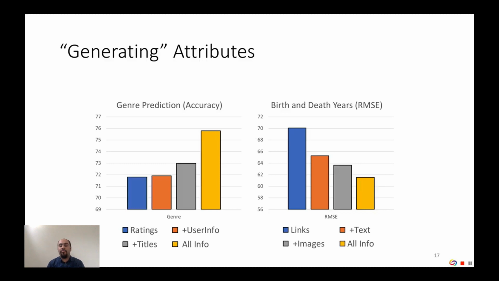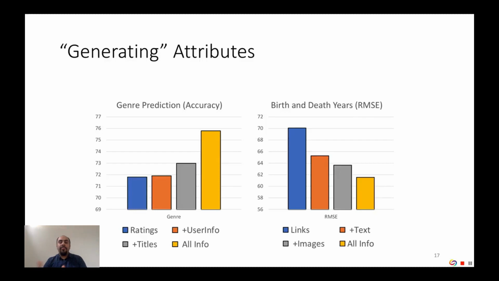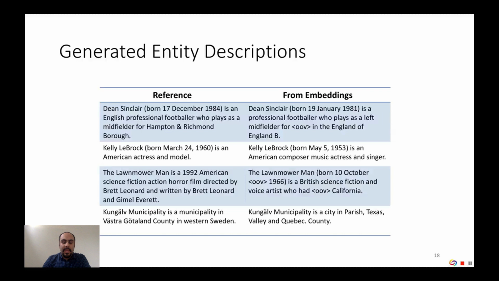By adding extra modalities into the models, the RMSE prediction becomes better and better. And in addition to these experiments, we try to evaluate our model for generating missing textual information as well. Here we see some of our generated samples.